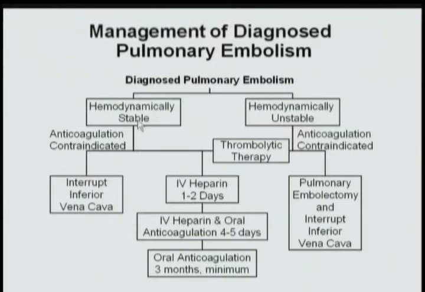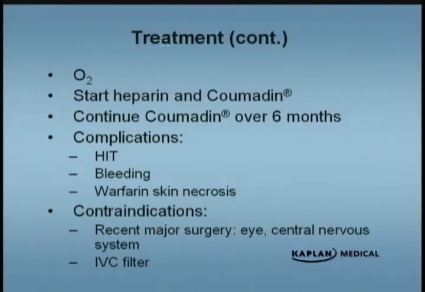What if the patient is stable, hemodynamically stable, but anticoagulation is contraindicated, so you're to the right here, because they've had recent surgery in the eye, recent brain surgery, then you could only do one thing. You could only do inferior vena cava filter placement here. Remember, they already had one clot. That didn't kill them, so you try to prevent further clotting by using an inferior vena cava filter here. So those are your options, and let's talk a little bit more about these treatment options that we have.